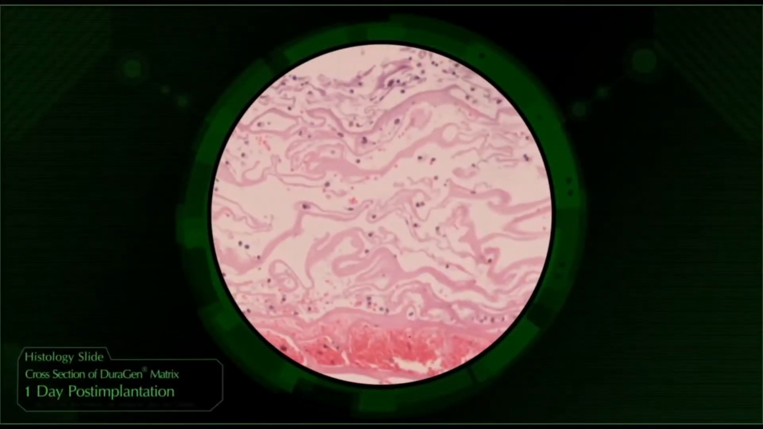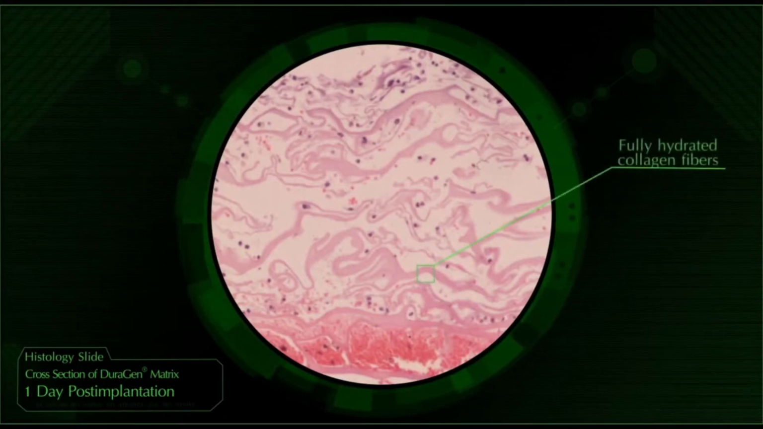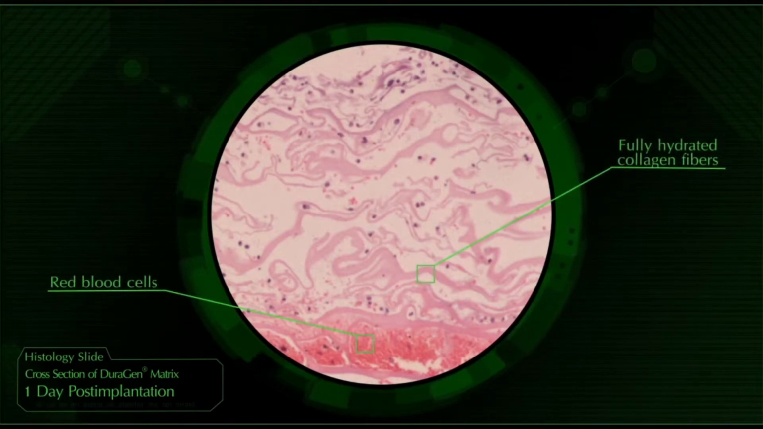This slide is a section of a patient biopsy taken 1 day following implantation of the DuraGen matrix. We can see the fully hydrated collagen fibers, the red blood cells in the outer layer, and the open structure of the matrix filled with plasma and fibrin clot.